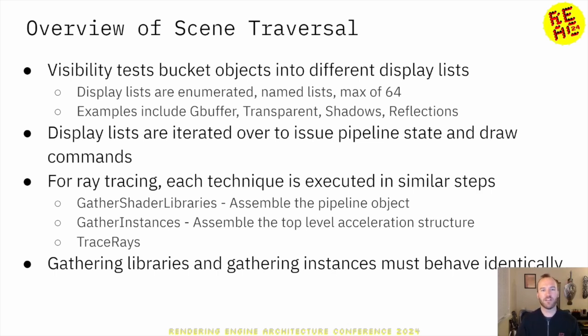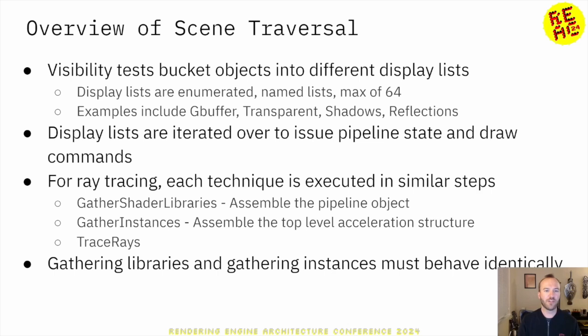Each display list has a visibility test associated with it, and objects with materials or specialized logic that put them into a display list run that visibility test. The list of objects included in the display list for the frame is then iterated over to generate draw commands.